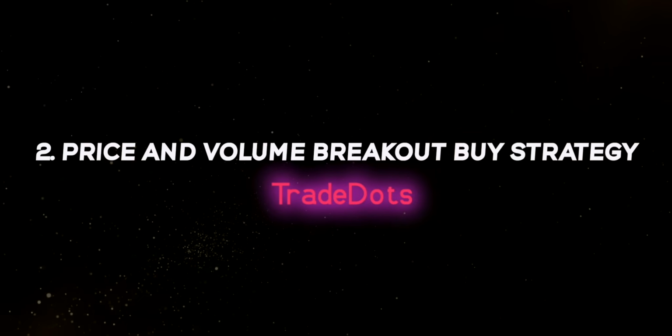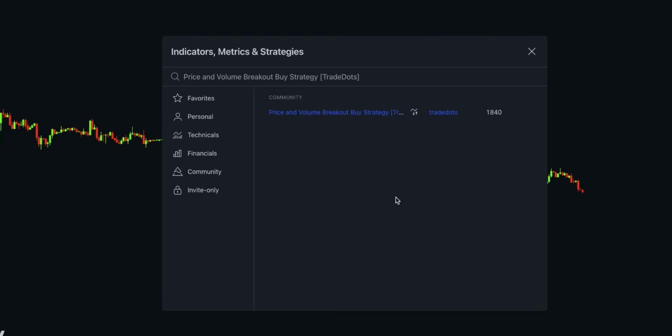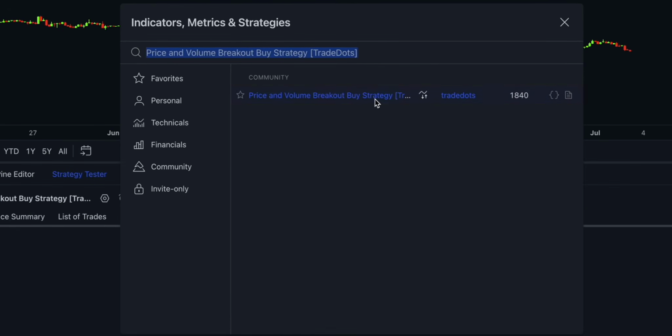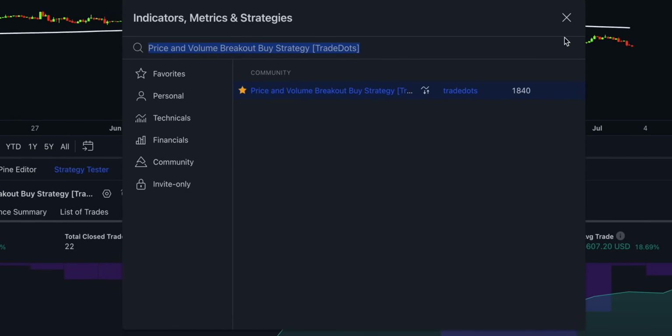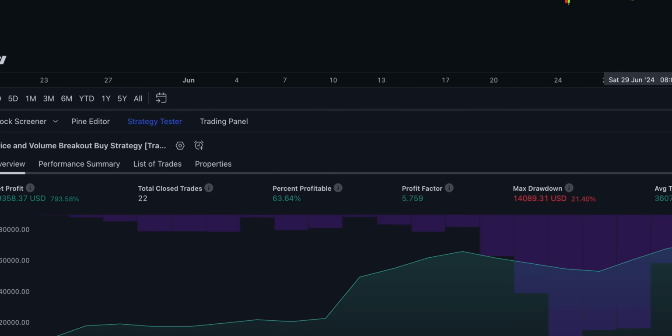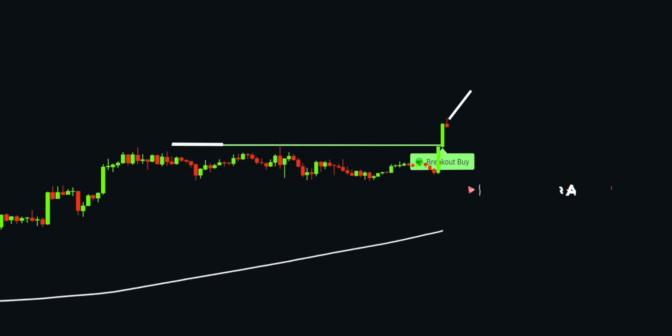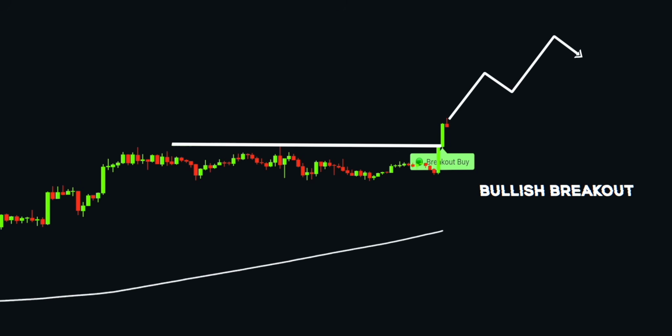This tool is called Price and Volume Breakout Buy Strategy by TradeDots. The Price and Volume Breakout Buy Strategy is a trading strategy designed to identify buying opportunities by detecting concurrent price and volume breakouts over a specified range of candlesticks. This strategy is optimized for assets demonstrating high volatility and significant momentum spikes.